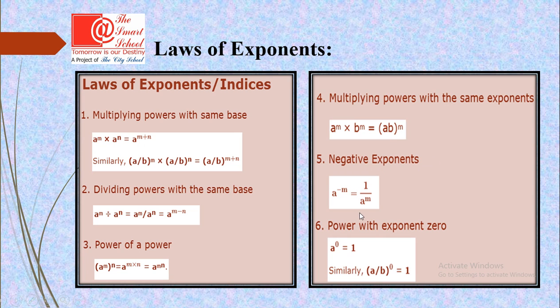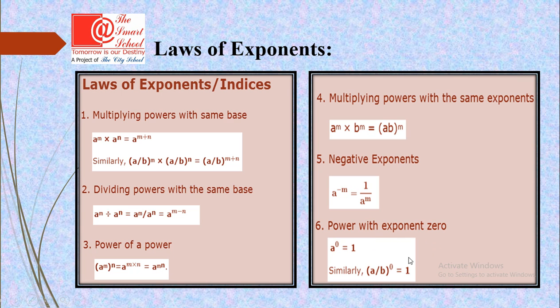Negative exponents. If exponent has negative sign, the numerator will be denominator and it will be with positive sign, like a power minus m is equal to 1 upon a power m. Negative has become positive. Same as if the negative sign of exponent is with denominator, it will be numerator with positive sign.